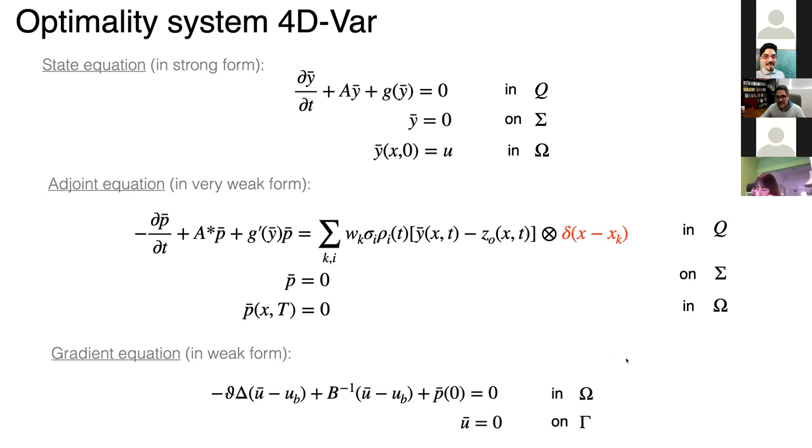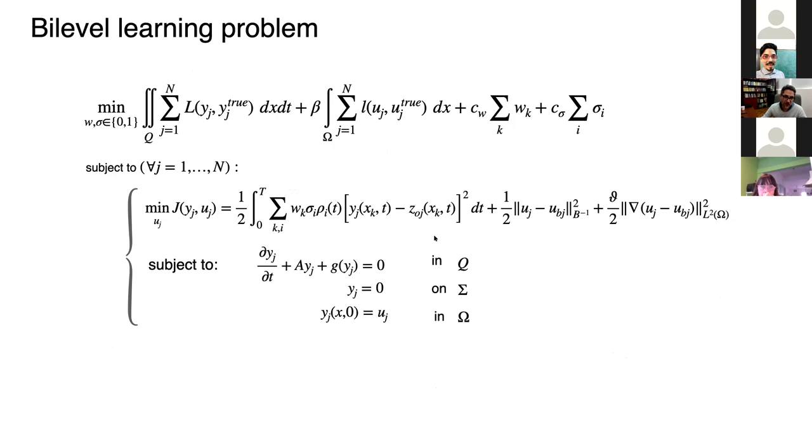Now, these are necessary but not sufficient optimality conditions due to the nonlinearity that we have in the solution operator. So in principle, what we want to solve is this complicated bi-level problem where we have some loss functions that compare ground truth solutions, states in principle, ground truth initial conditions. But apart from that, we have the weights which are just 0-1 elements.